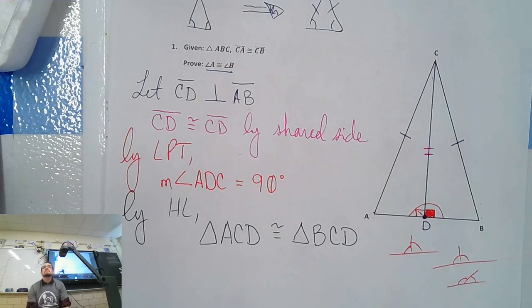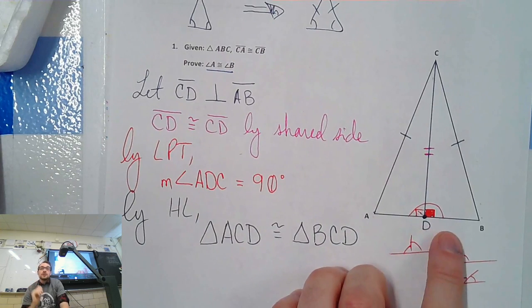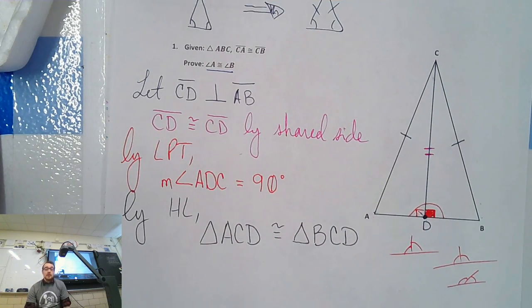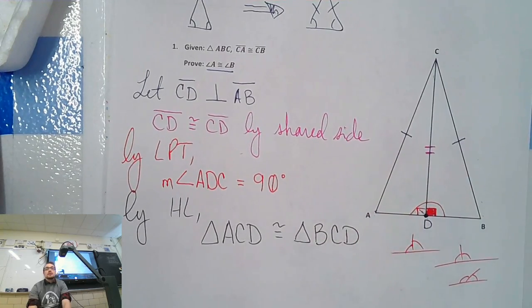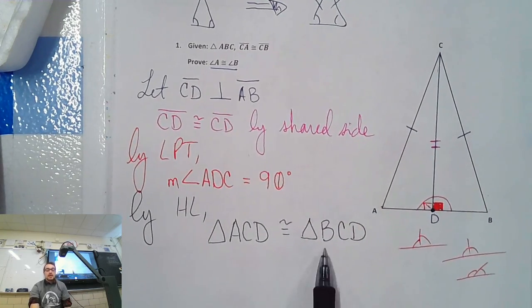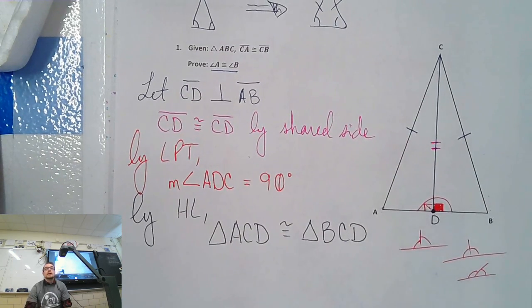D is a midpoint of the two? Yeah, it will be. We don't know that yet, but we can prove that later. It's because these triangles end up being the same, which means these two parts will be the same, so that means D's in the middle. But we have to prove the triangles are the same first.